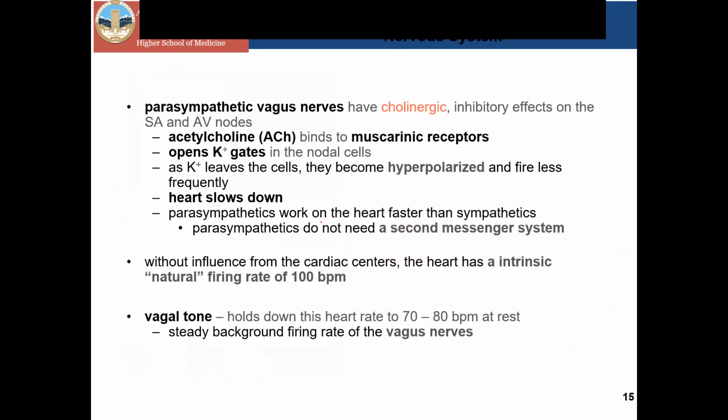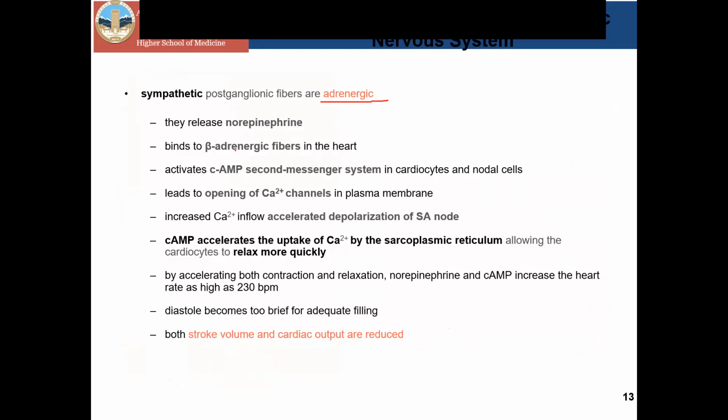Now parasympathetic or vagus nerves, they are cholinergic. Okay, guys, remember, sympathetic is norepinephrine and epinephrine. They activate cAMP, cAMP activates calcium channels opening, and after that, we increase our heart beating.